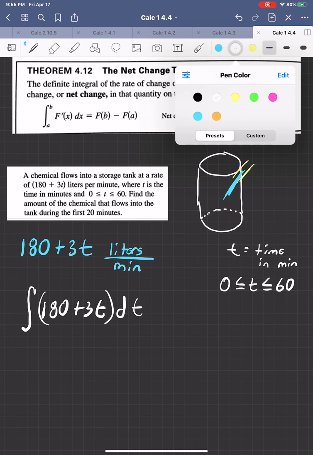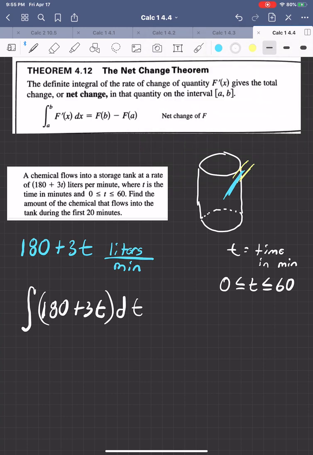So we are going to be integrating 180 plus 3t. Now we only care about how much chemical is in this tank after 20 minutes. So we're going from 0, where you haven't turned the knob on and there's no chemical flowing yet, and we're going to stop at 20. Okay, so let's integrate this. This would be 180t plus 3t squared over 2, and let's not forget about our 0 to 20.